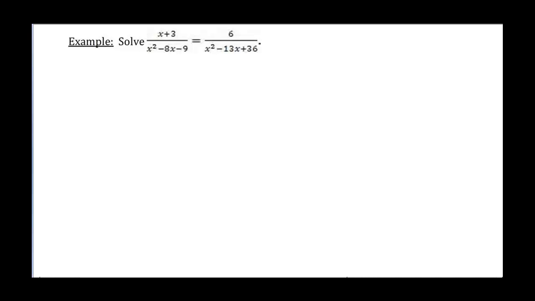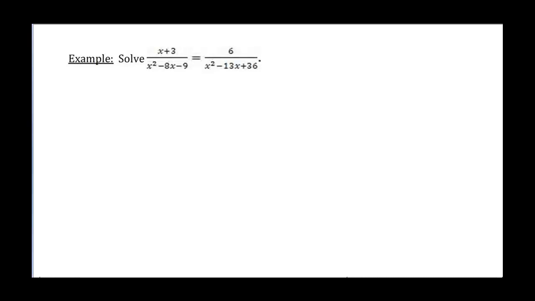We have (x + 3) over the polynomial x² − 8x − 9 equals 6 over the polynomial x² − 13x + 36. Again, what we need to do is find the LCD. In order for us to find the LCD, we have to have our denominators in factored form. What was nice about the last example is that it was already factored. So I'm going to factor this denominator here.